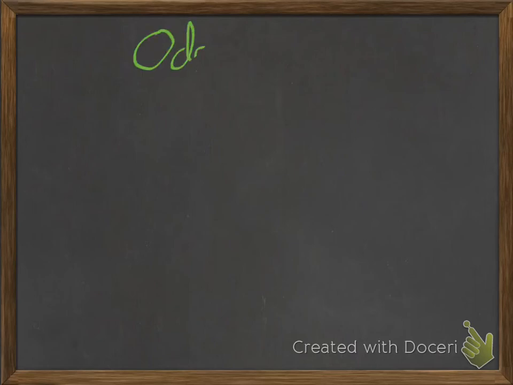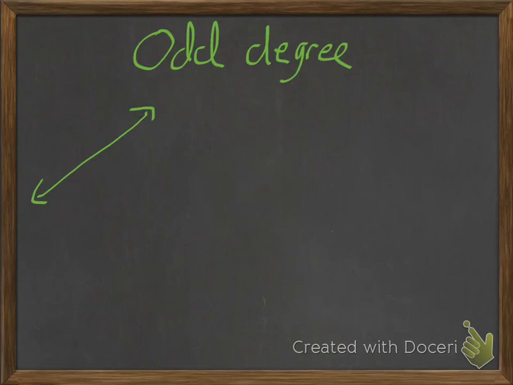So let's look at odd degree. If we have an odd degree, let's think about the one that's the odd degree that we know the best, which is a linear. So if we have a positive slope, it looks like this. If we have the negative slope, it behaved like this. Is that the same thing true for all?